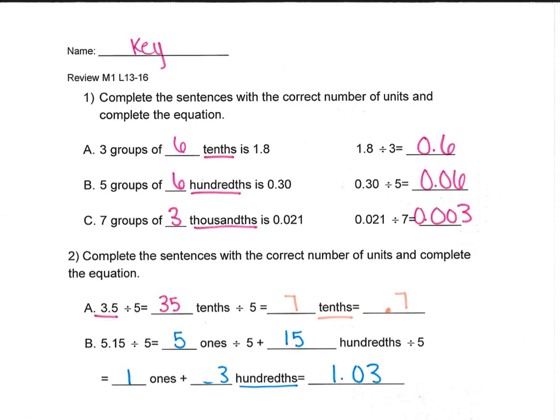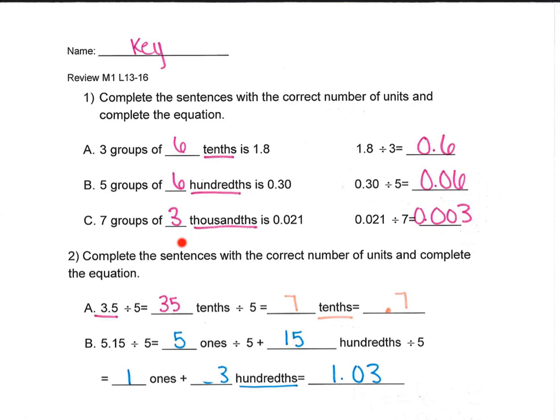Next one. 5 groups of 6 hundredths is 0.30. So 5 times what would equal 30? 5, 10, 15, 20, 25, 30, 6. So 5 times 6 is 30. You're going to put your 6 here. It says hundredths. So over here we need to put our 6 in the hundredths spot. To do that, I need to add a 0 in front of it. So it's 0.06. Tenths, hundredths.